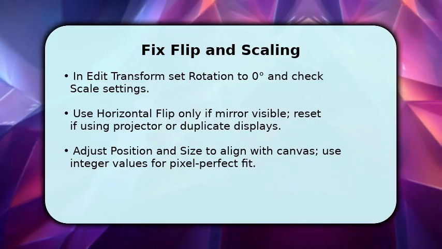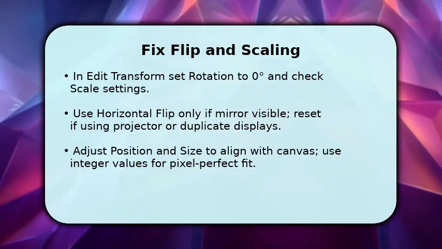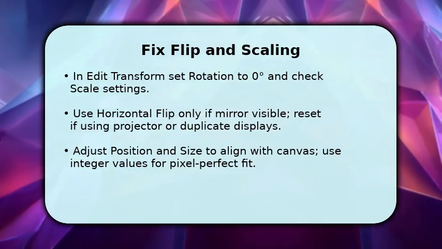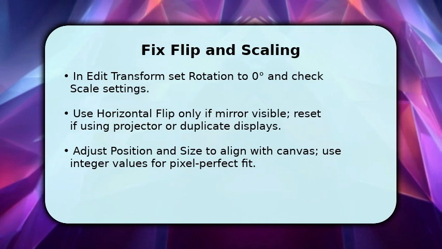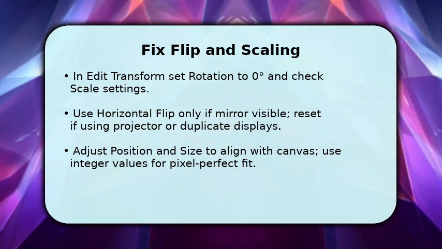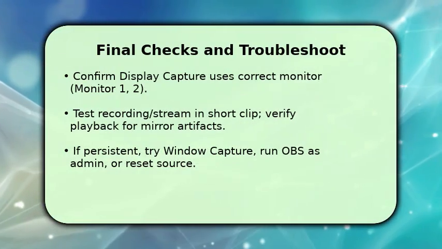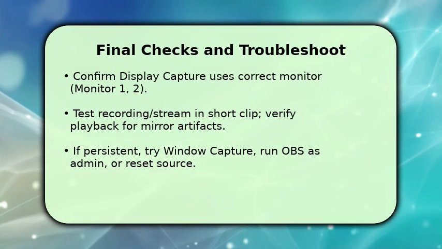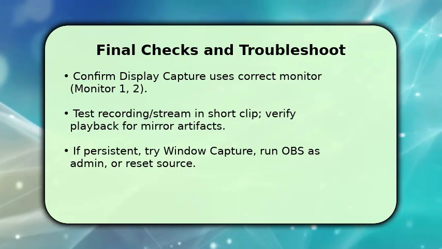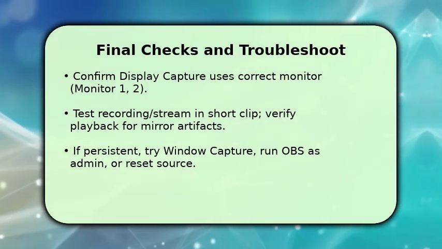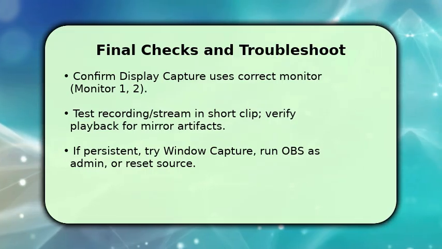After flipping, refine position and size to match the canvas. Snapping to whole pixels prevents soft edges, and keep finish by double-checking the source is capturing the intended monitor. Choose monitor 1 or 2 explicitly in the source properties. Then run a short test recording or stream to confirm the mirror issue is resolved. Sometimes live preview differs from output.